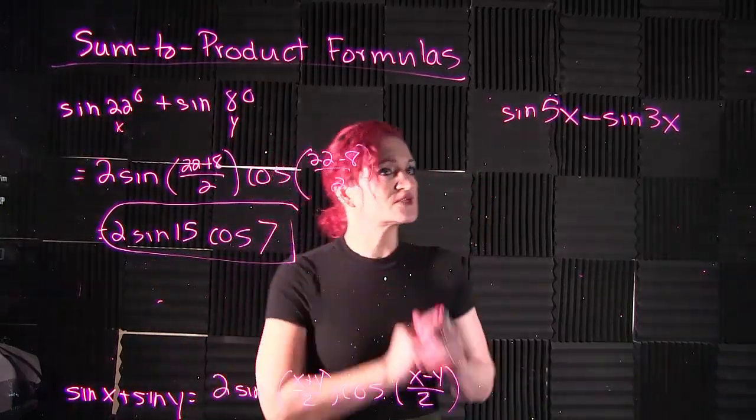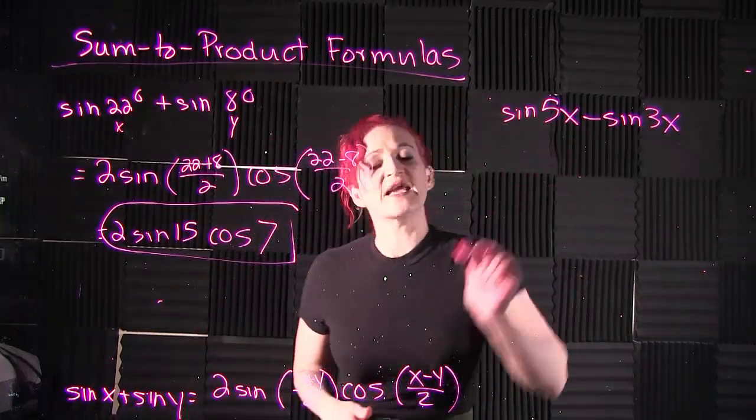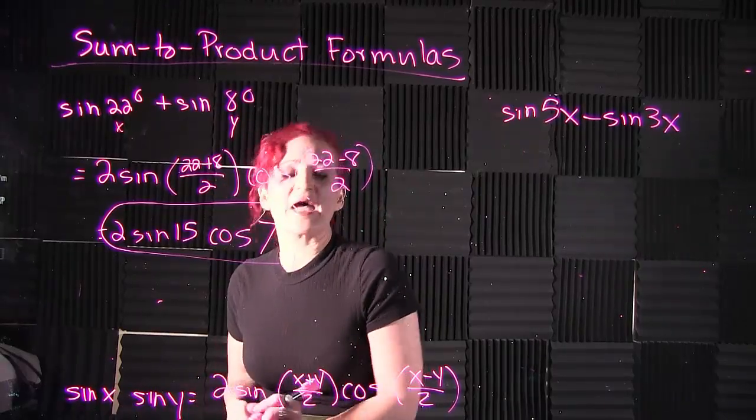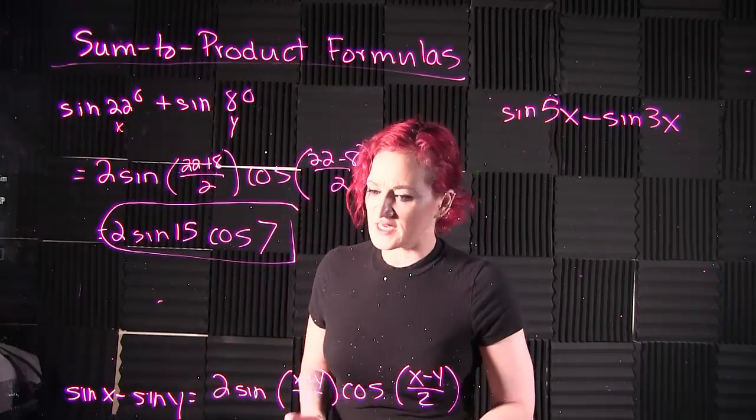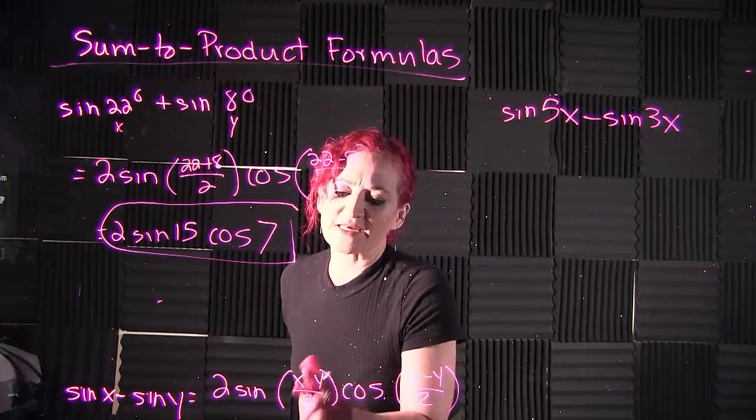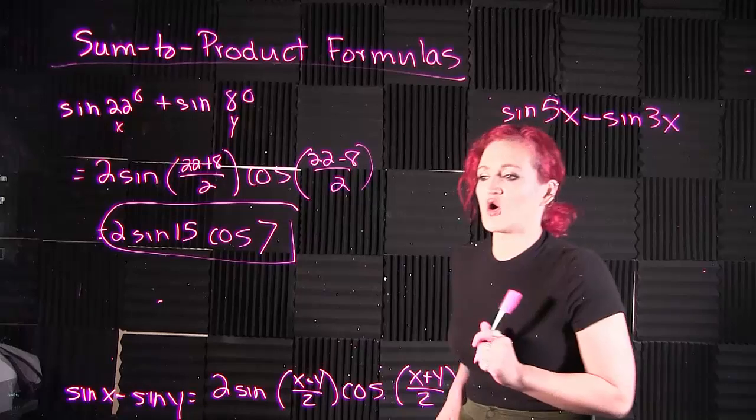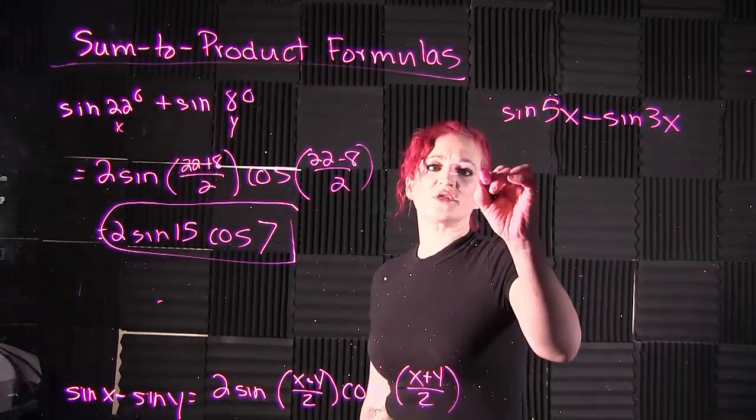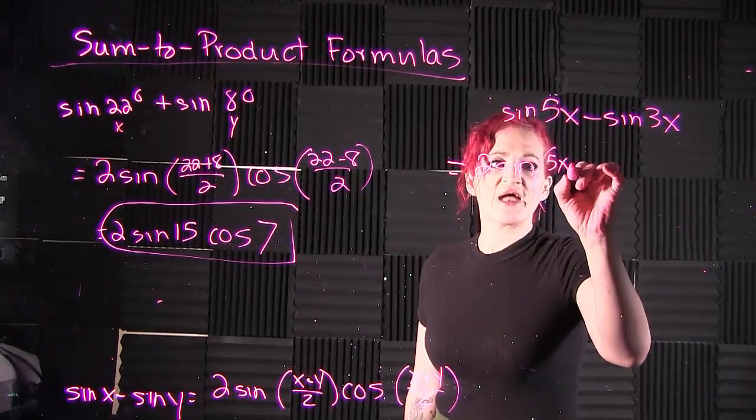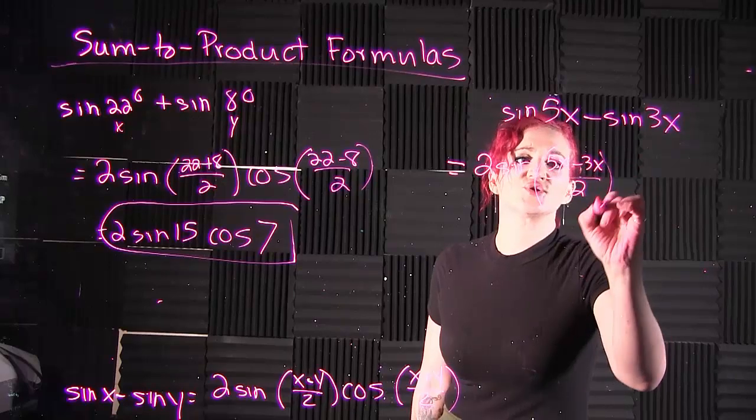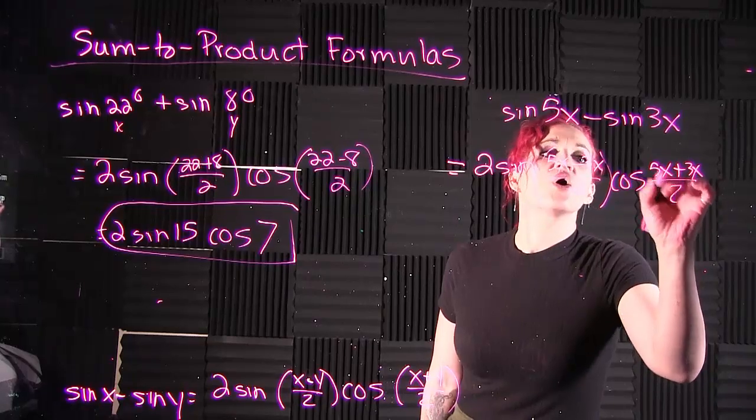Now we're going to do a similar thing here for sine 5x minus sine 3x. So this one is a subtraction. The appropriate formula, if you have sine x minus sine y, is 2 sine of (x minus y)/2 cosine of (x plus y)/2. So the way that one is going to look is 2 times sine of (5x minus 3x)/2 times cosine of (5x plus 3x)/2.